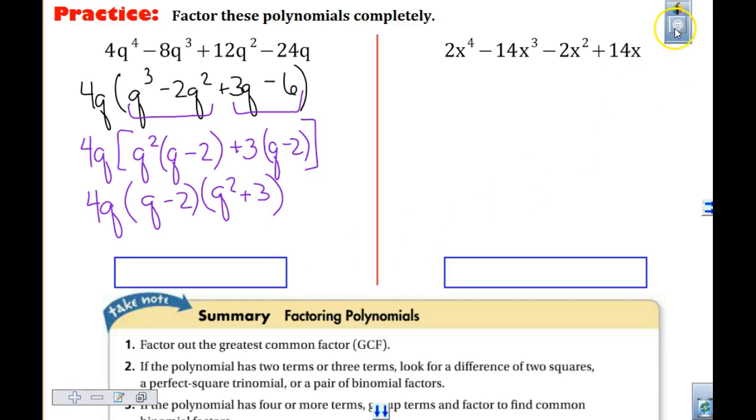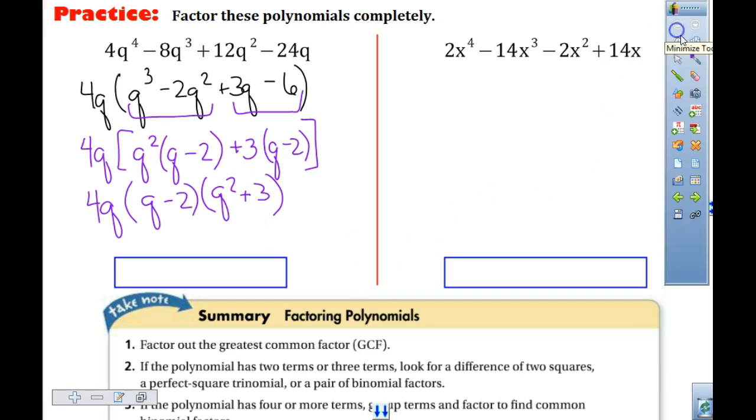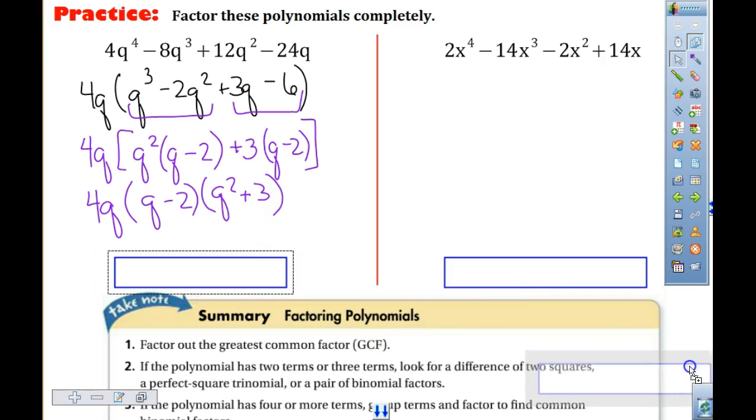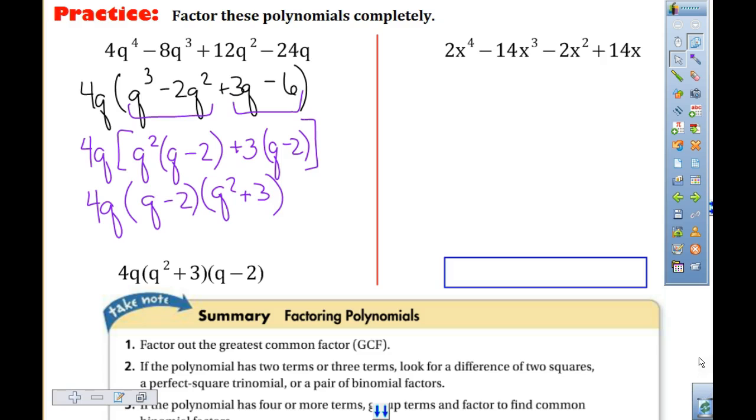And just so you are aware, when you look at those answers, remember it does not matter what order you put them in. So if you had them in this order, or if you put the q squared plus 3, if you see this answer in the back, these are the same answer, right? Because you're multiplying all of these factors together, so it doesn't matter the order. But a lot of times we'll put our coefficient with the variable first. And then these two, I don't care. It's never going to be wrong if you have them switched around, okay?